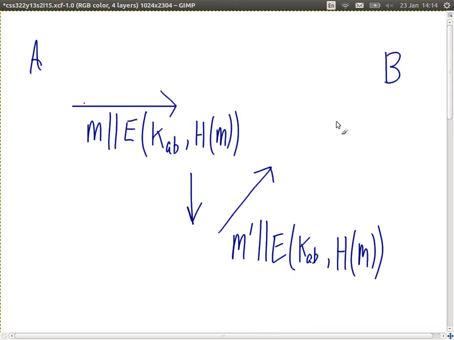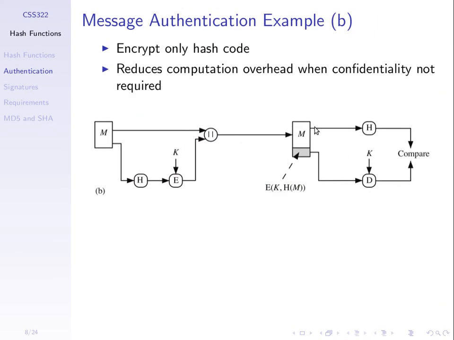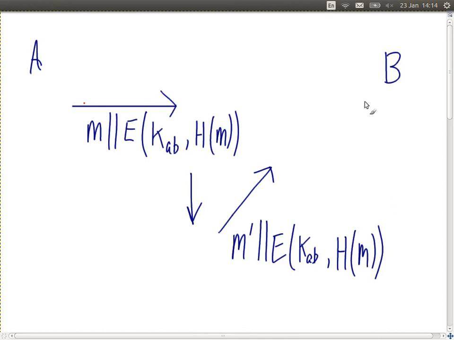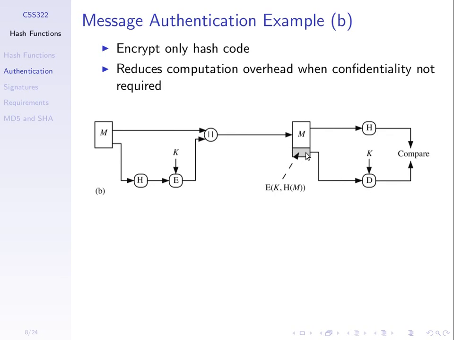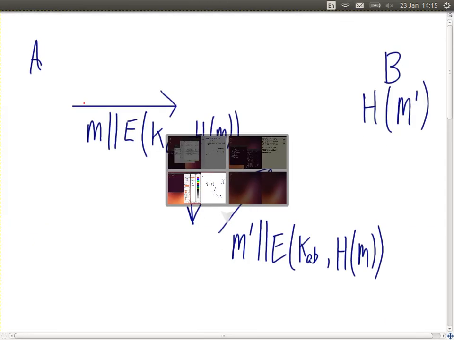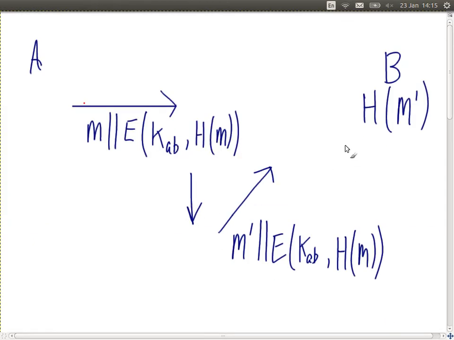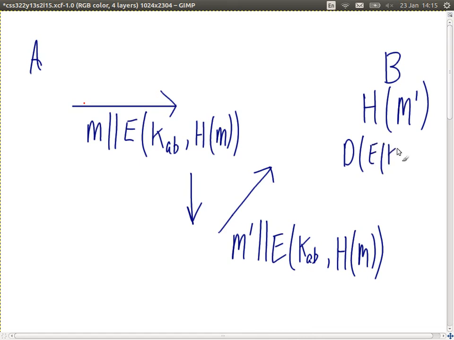B tries to verify. So the first thing B does, look at our approach, we take the hash of the received message, we take the hash of M prime, and then the second thing we do is decrypt the received hash value with KAB, the key shared between B and who we think sent it, A. So we decrypt the second part of what we received.